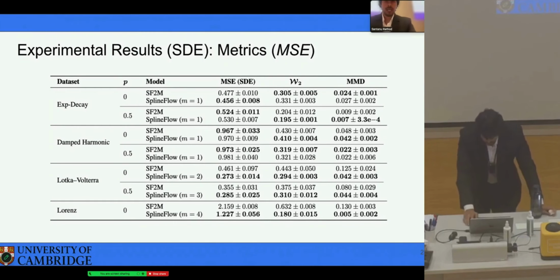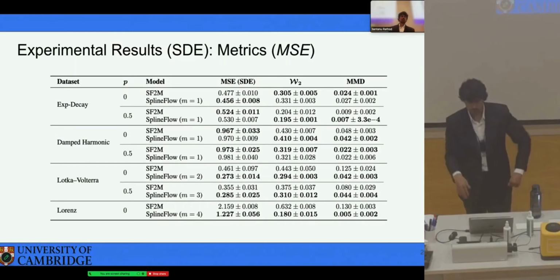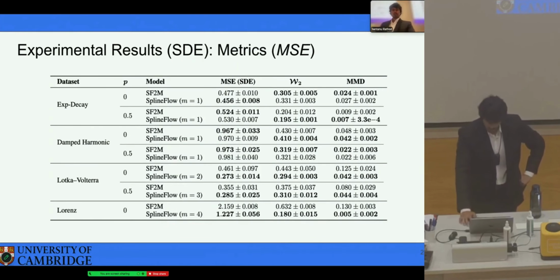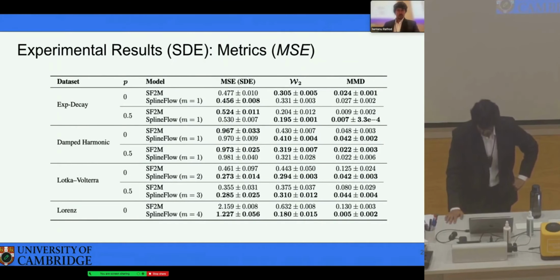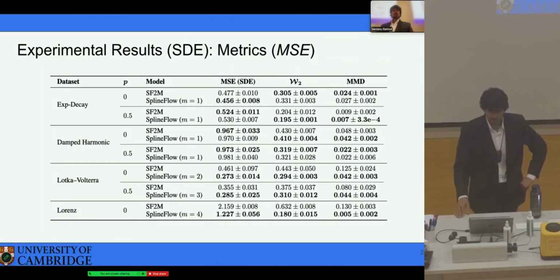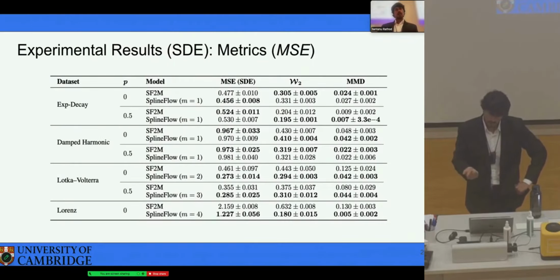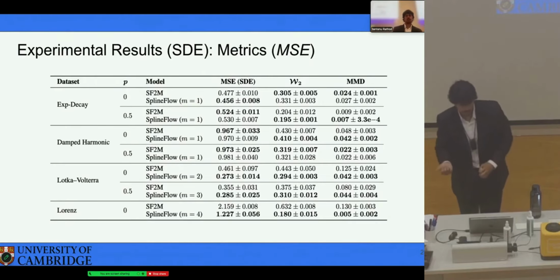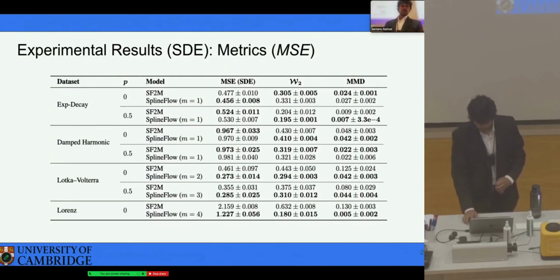Similarly, we have results for the SD case across metrics such as MSE on the SD trajectory, Wasserstein and MMD. Even here, we observe that spline flow performs better than the baseline of simulation-free Schrodinger bridge from Tong. Interestingly, we also notice that when we model higher order systems like Lotka-Volterra or Lorenz, higher order polynomials seem to perform better, compared to simpler systems such as exponential decay or damped harmonic, where order 1 is usually the best performing one.